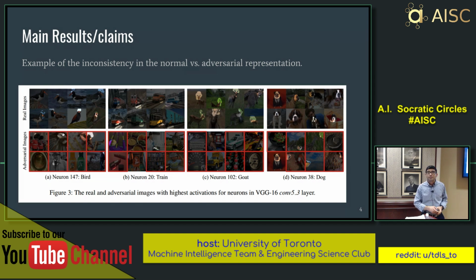I'm sorry, this might be a really dumb question, but I just want to make sure I understand all these pictures. Sure. So on the far left, where it says real images, those are all birds, and that means that neuron 147 in VGG16 conv3 layer has the highest activation for all those real images. Then for the adversarial images, the same neuron, for those images which are definitely not birds, is the one with the highest activation.